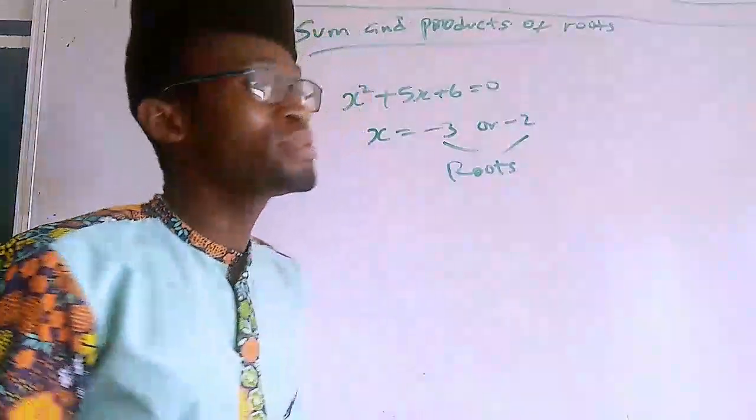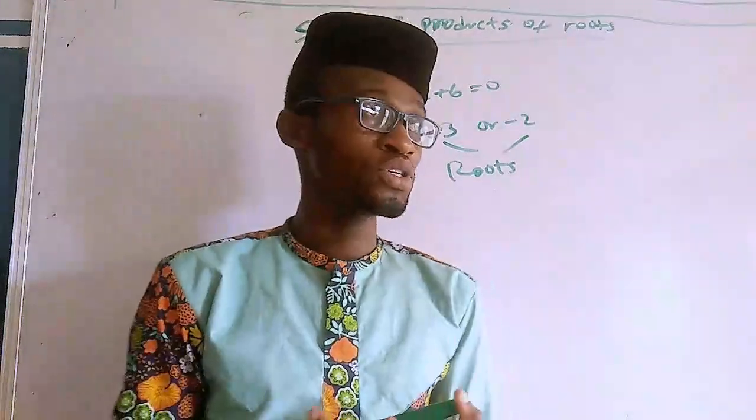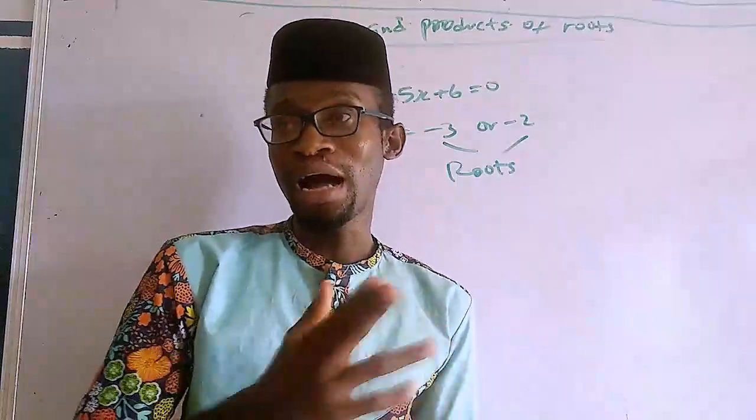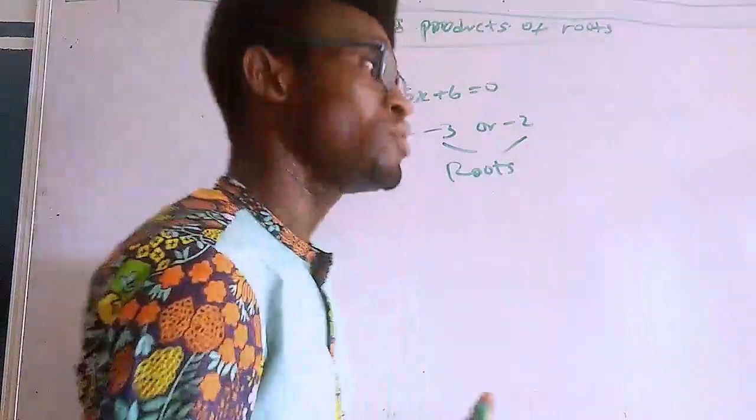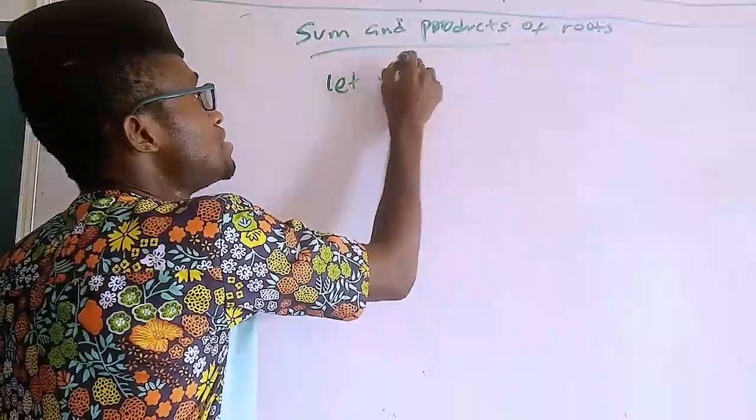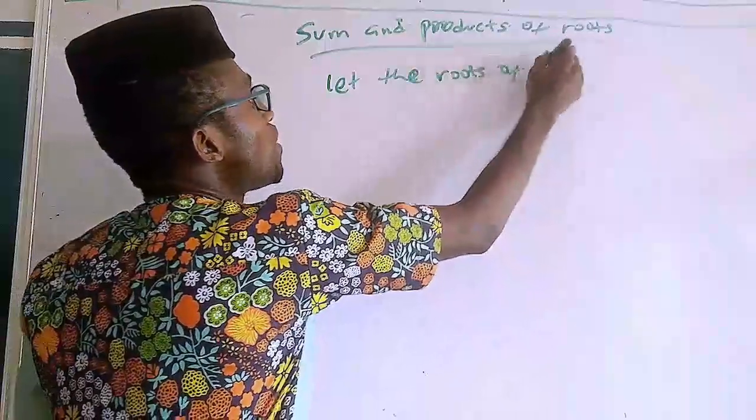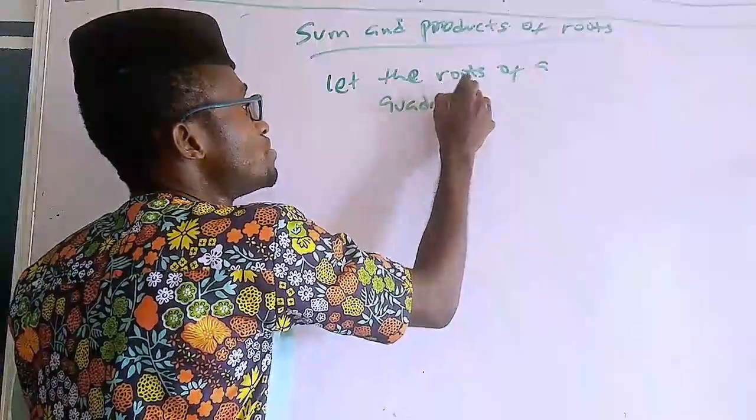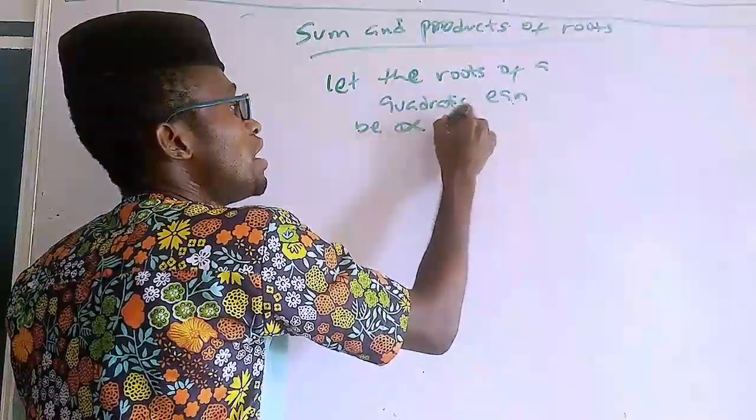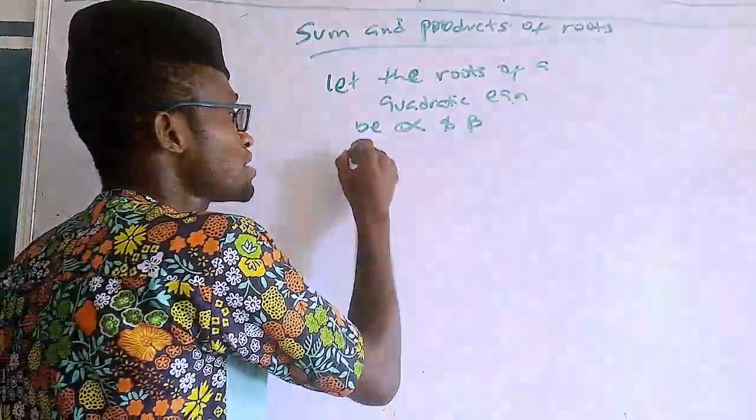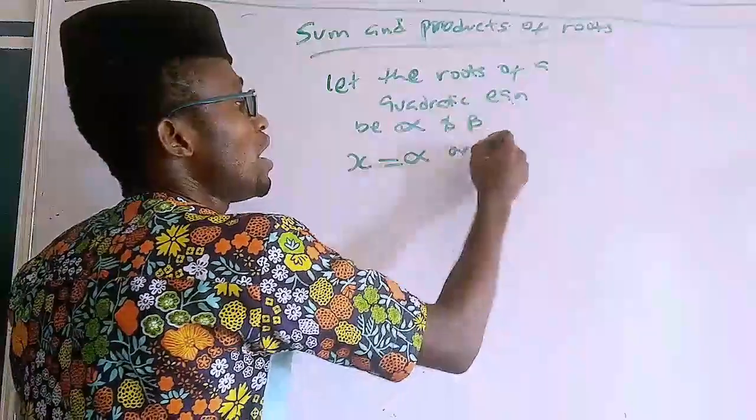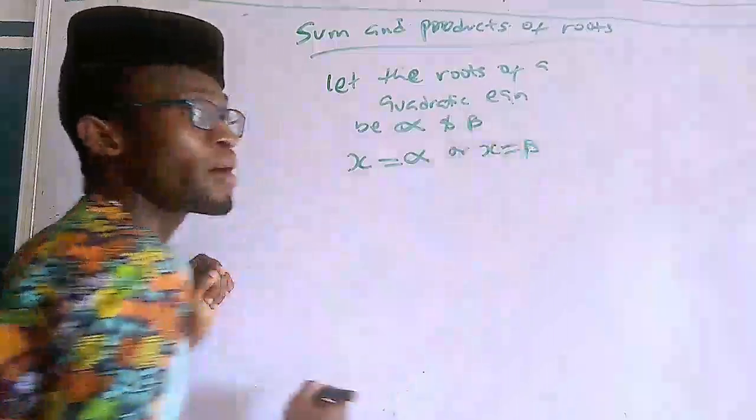Sometimes they can give us these roots of a quadratic equation and ask us to get the quadratic equation itself. So it's just like giving us an answer and asking us to derive the question afresh. Now look at this. Let the roots of a quadratic equation be alpha and beta. What it means is that we are saying that x is equal to alpha, and also x is equal to beta.